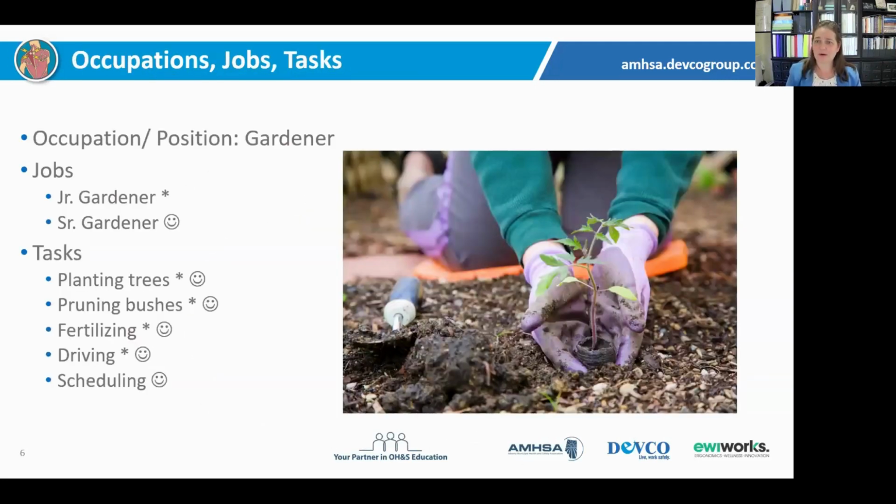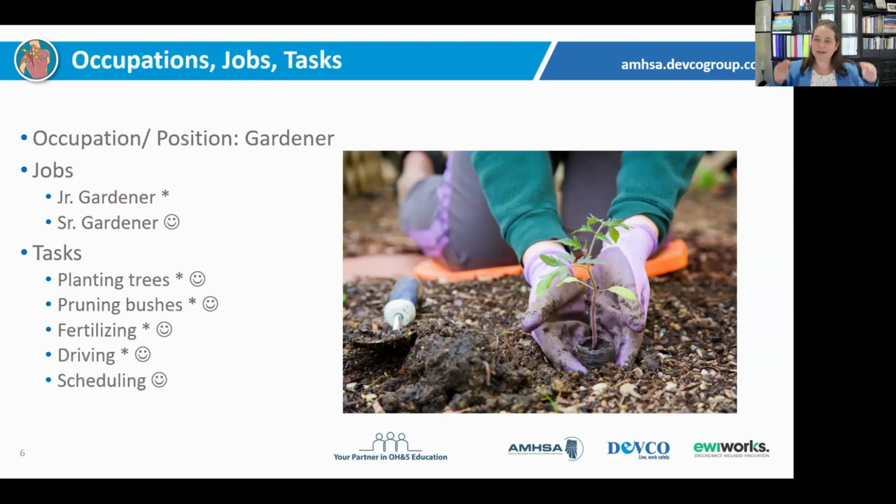So to illustrate this point, I'm going to use a gardener example. You might have an occupation as a gardener in your municipality. And maybe within the gardening department, let's pretend you have two different gardening jobs. Your junior gardener is represented by an asterisk when we're talking about tasks. The senior gardener is represented by a smiley face.